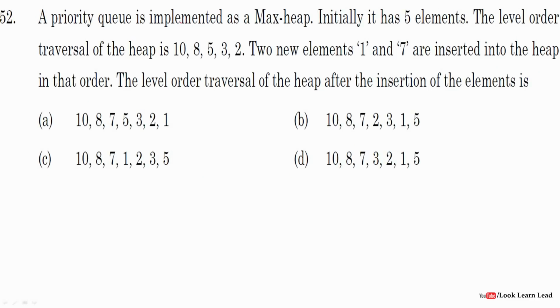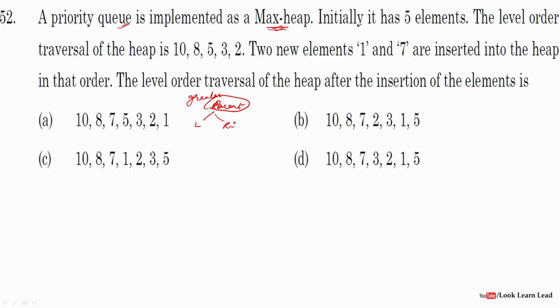A priority queue is implemented as a max heap. So here we have a priority queue which is implemented as a max heap. Now what is a max heap? Max heap is a heap in which the root element is greater than the child elements, both left and right child. That is, the parent is greater than both the left and right child. This is the property of max heap.